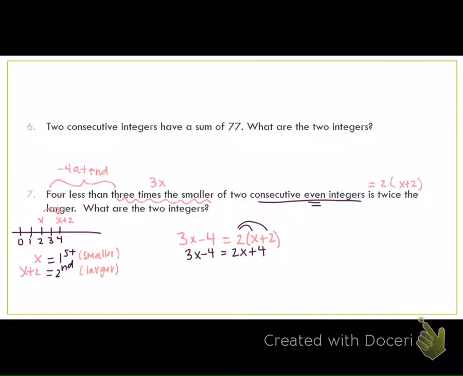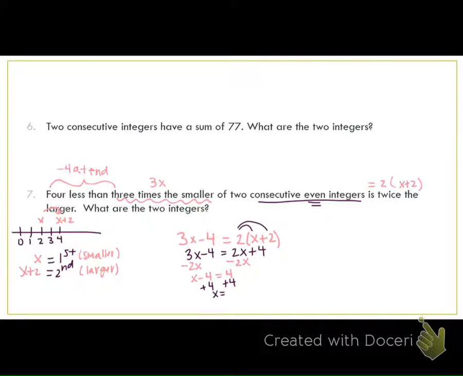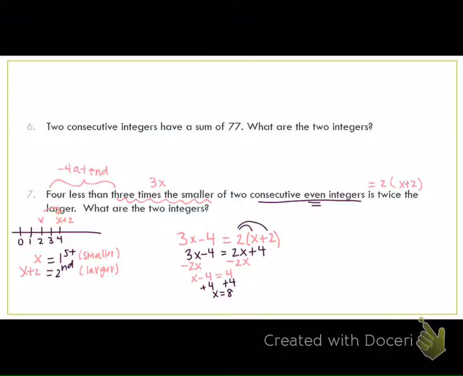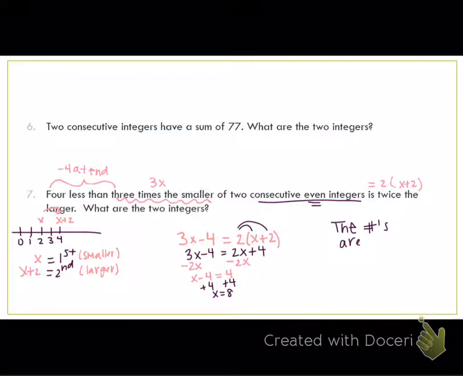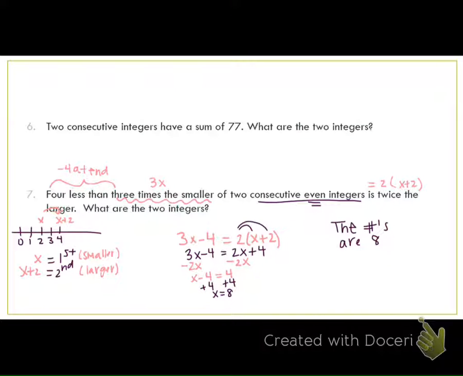So I do the distributive property first. Then I add. So x is 8, so what's the other number? Ian? 24. Right, yeah. If the smaller is 8, what's the next even number after that?